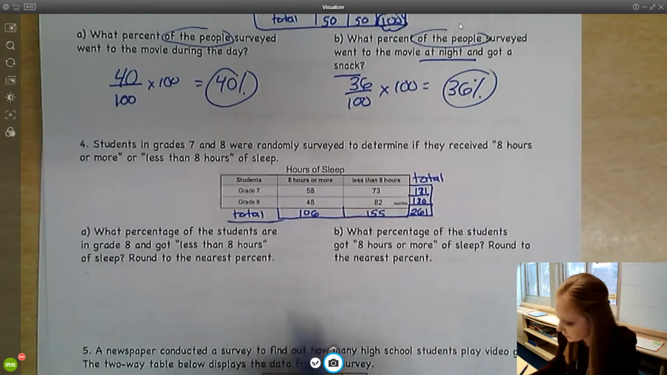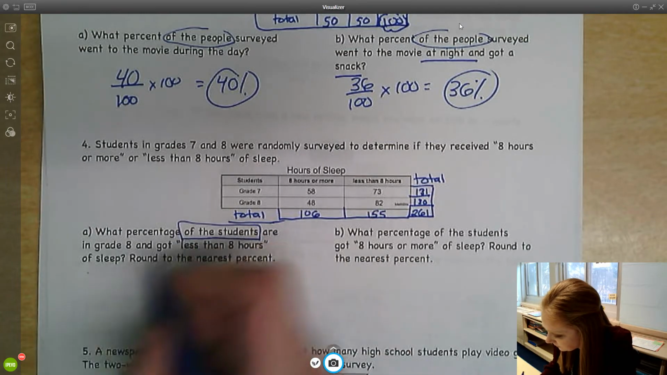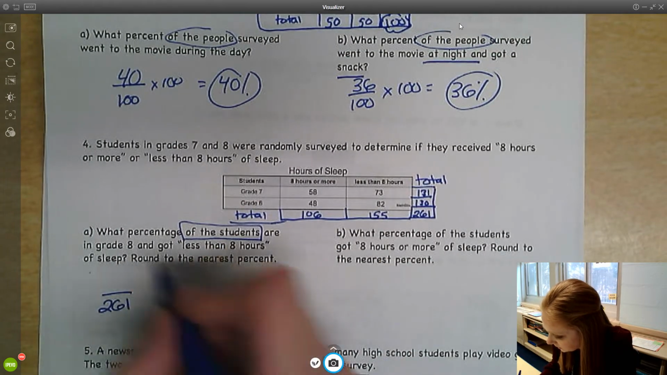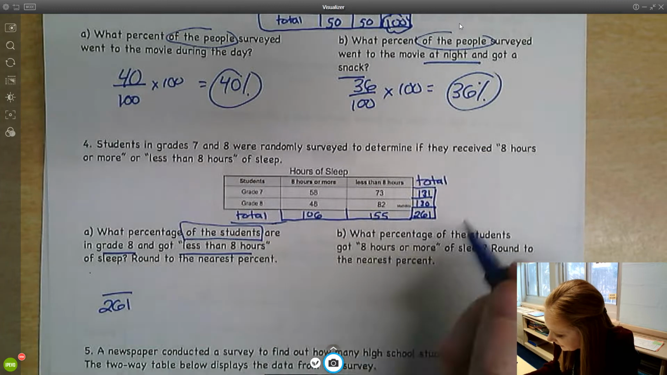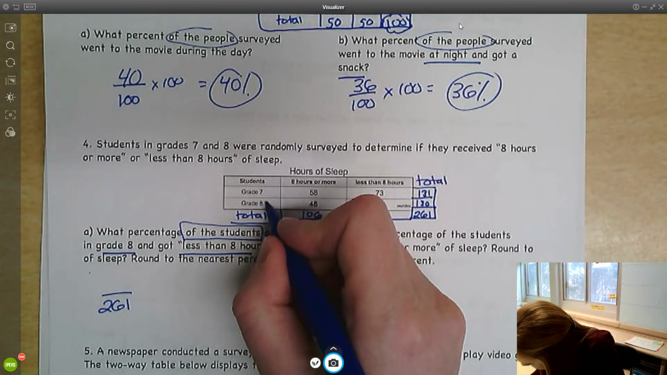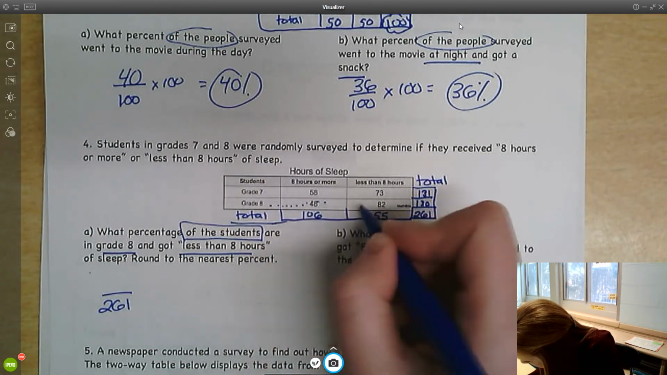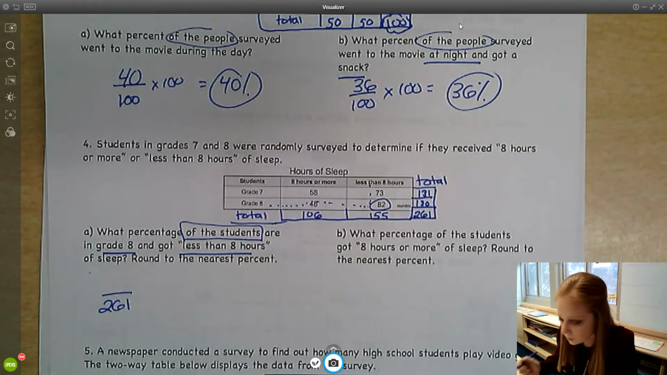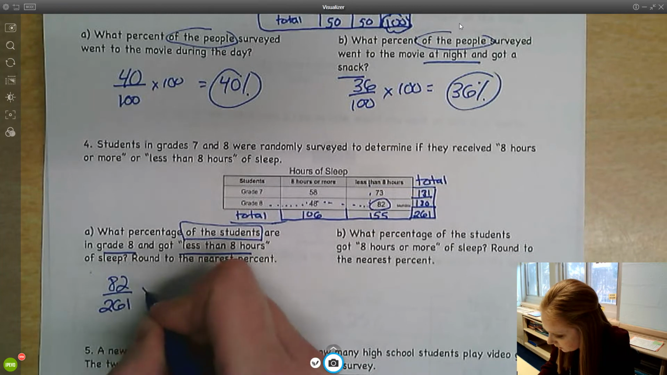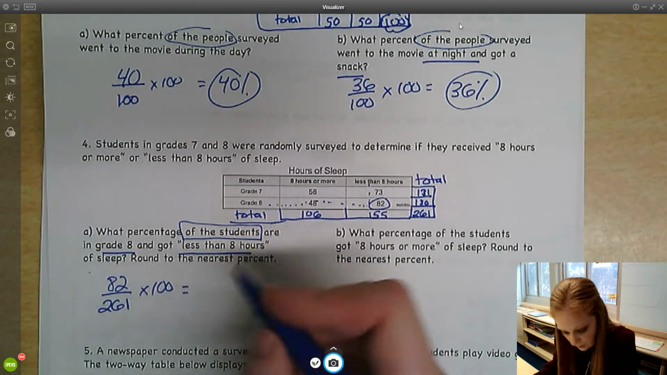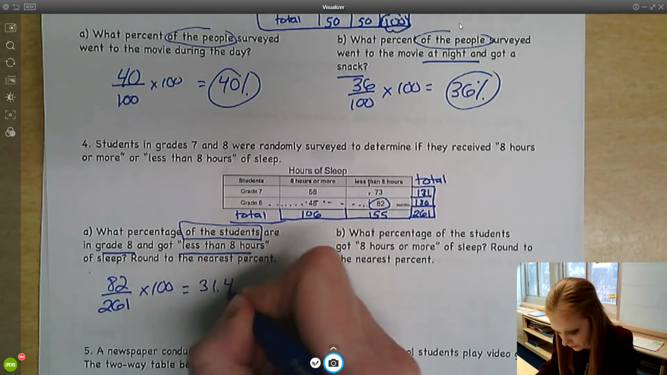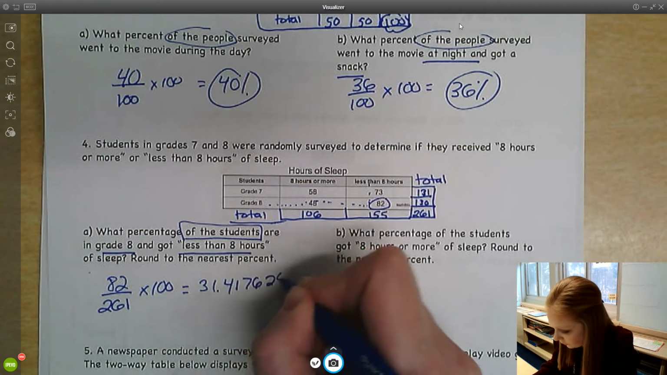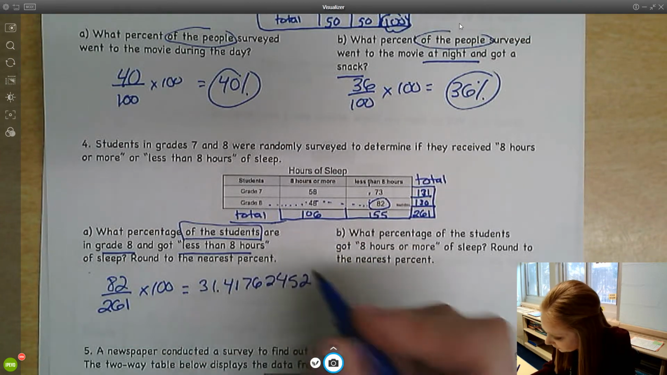Which percent of the students, so of all 261 students, were grade 8, less than 8 hours? So here's grade 8, and here's less than 8 hours. So that would be 82. That brings us to 31.41762452. Round to the nearest percent.